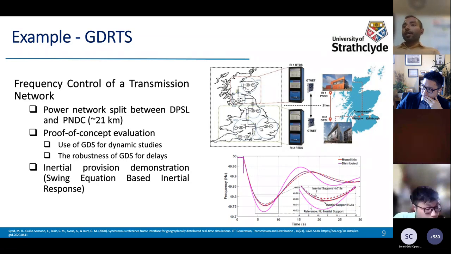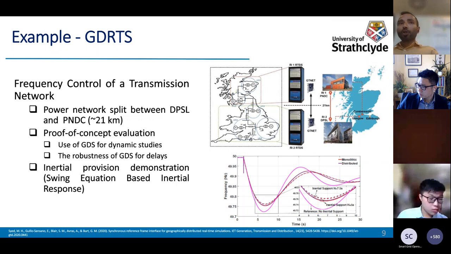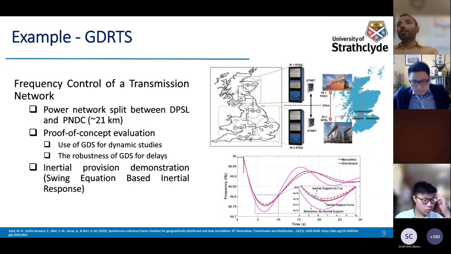What we wanted to show over here is the feasibility of this approach to undertake dynamic studies. Furthermore, we also wanted to understand, with the existing delays, the delay between these two laboratories was quite small. However, we wanted to undertake a simulation within Europe, so we incorporated the delays that we might observe in Europe within this particular experiment as well, wanting to understand how robust this approach is. We proved that it's still a viable approach, even when using a distributed simulation, for the provision of inertia. We just demonstrated that you can use this particular technique also for the provision of inertia.